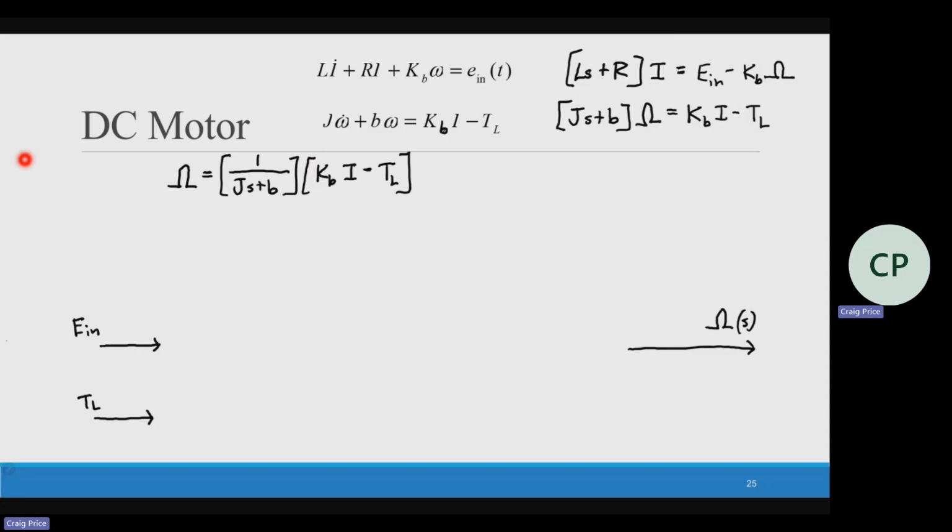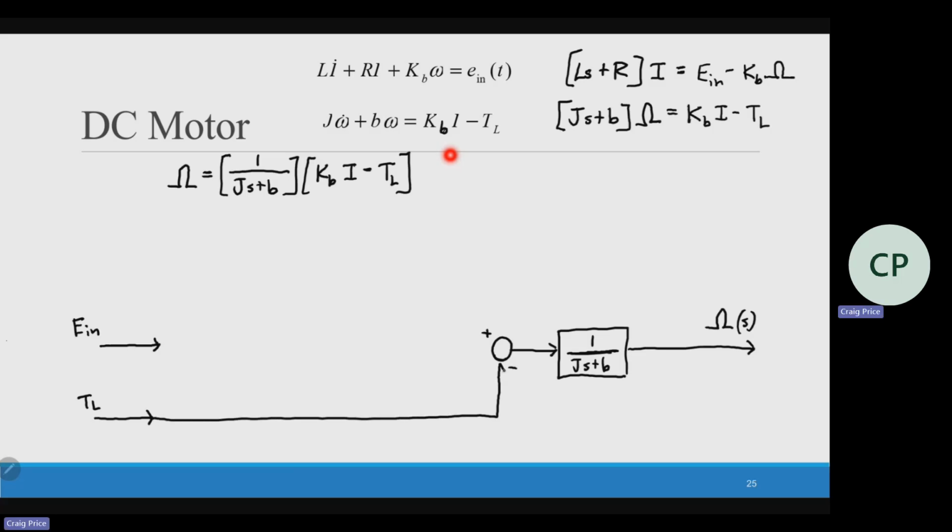So omega is equal to 1 over Js plus B. That's a first order transfer function. I can put that right here: 1 over Js plus B. Good, it's that times a combination, a summing junction. So I'm going to have a plus, I'm going to have a minus. Load torque is just going to come all the way across.